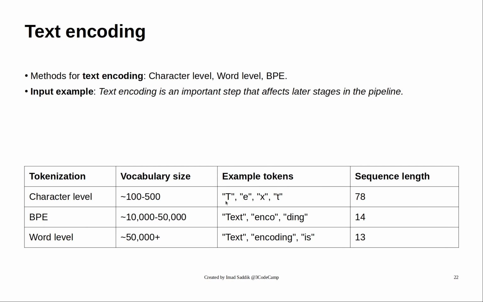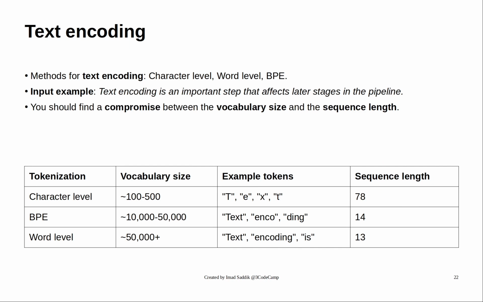So here sometimes you will get words, sometimes you get subwords, etc. The vocabulary size is the number of tokens that you will extract from your dataset. These numbers will vary depending on your use case. Generally, character level encoders have very small vocabularies, while word level encoders, especially if you use multiple languages, will have the biggest vocabulary. You should always aim to find a compromise between the vocabulary size and the sequence length.